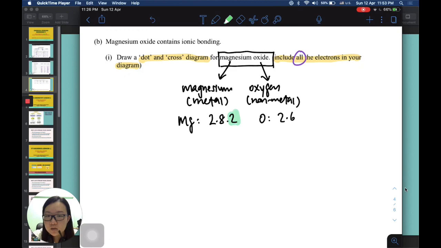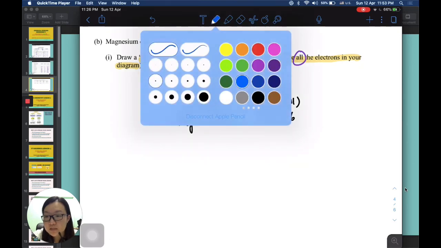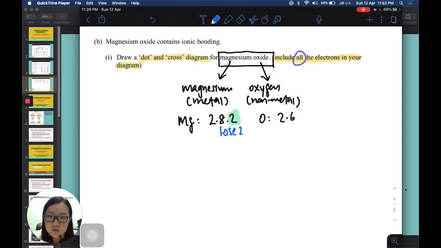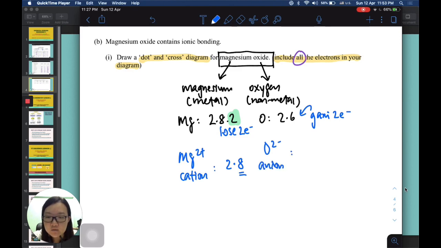It doesn't want to be in that state. It wants to be stable. So magnesium will lose 2 valence electrons to form Mg2+ cation. Cations are positively charged ions. Octet, 2.8. Oxygen, on the other hand, will gain 2 electrons to form O2- anion, negatively charged ions, 2.8 octet.